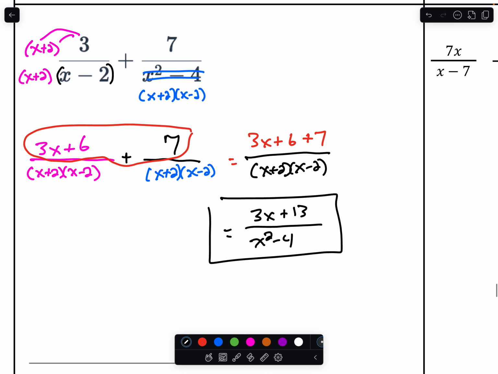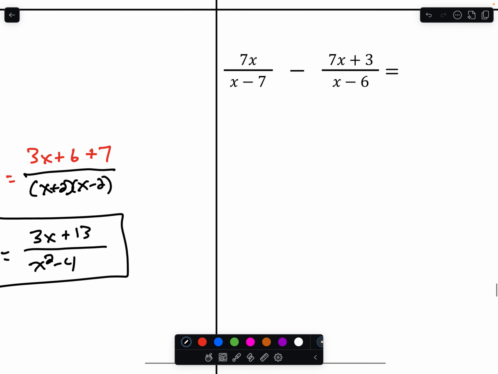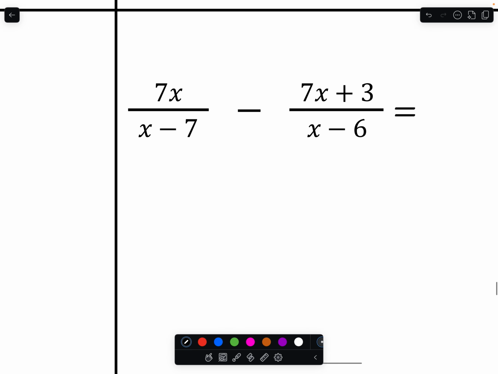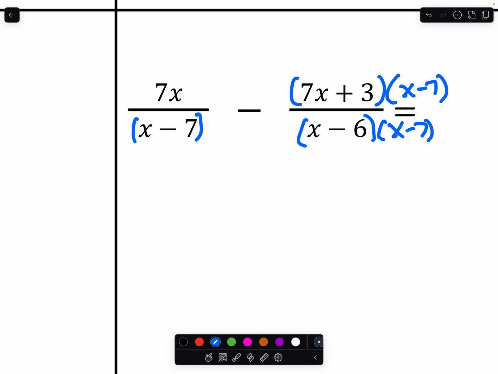All right, moving on to one right over here. Another one, very similar idea. Just need to think about, well, I've got x minus 7 over here, so I'm going to need an x minus 7 over here. And then on the left-hand side, I have an x minus 7, so I need an x minus 6.